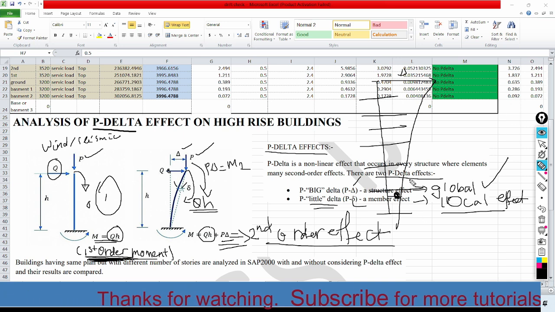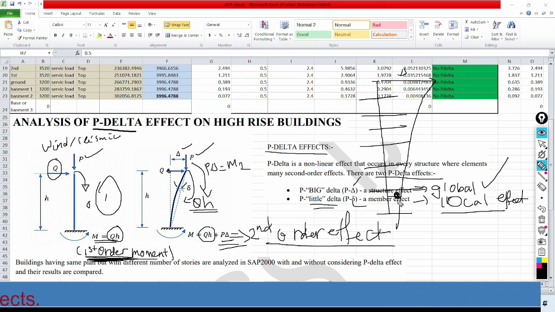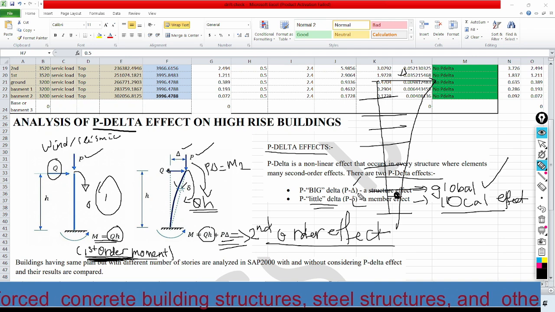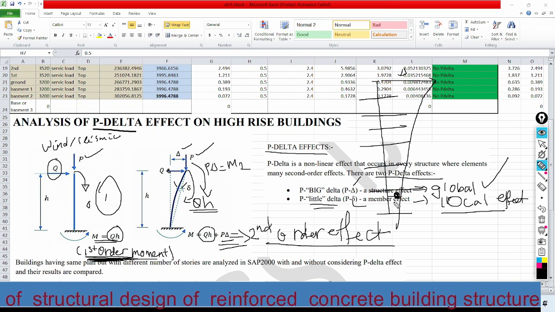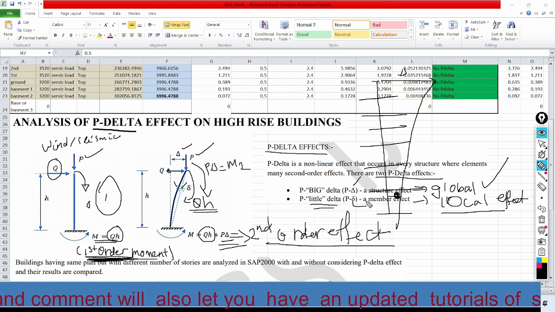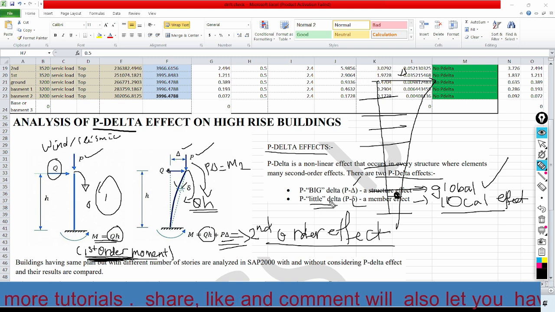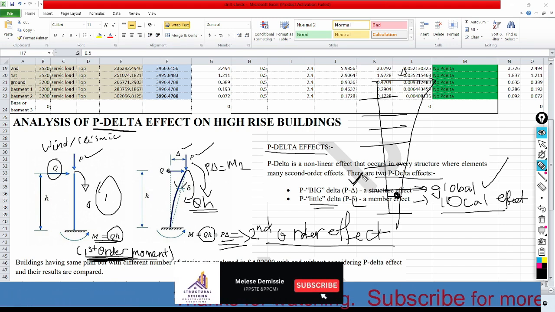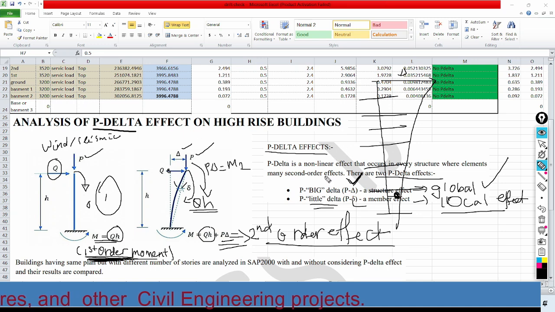So the insignificant effect of the gravity load is the little delta. So we need to take care of the effect of P delta. That means big P delta on our structures instead of the small P delta. The small P delta is not avoidable. It will always occur. So in the case of a big or large displacement, we need to take it into account during the design of our structures.